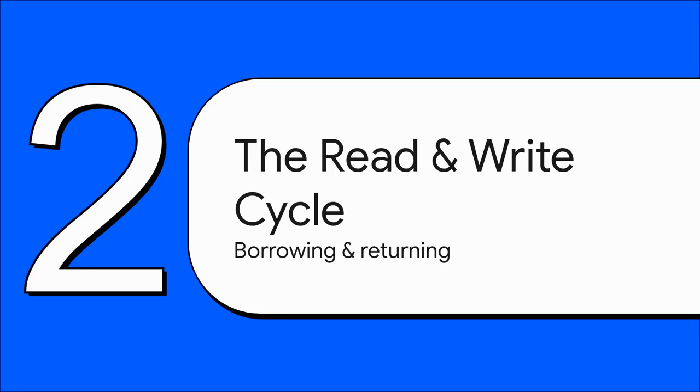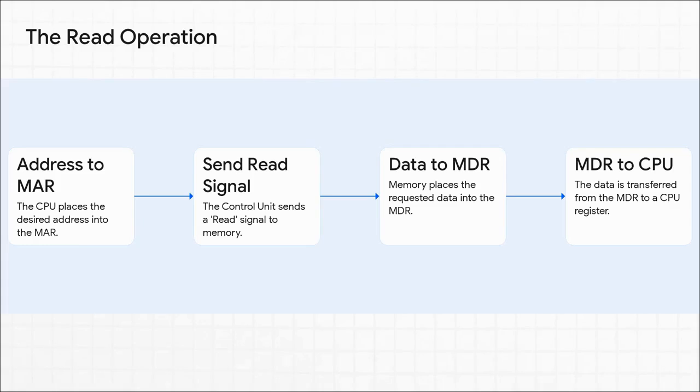Now we can finally look at the two main things that are always happening. Borrowing a book, which we call a read operation, and returning a book, which we call a write operation. Let's start with reading data. It's a super simple four-step dance. First, the CPU tells the MAR the address of the data it wants.